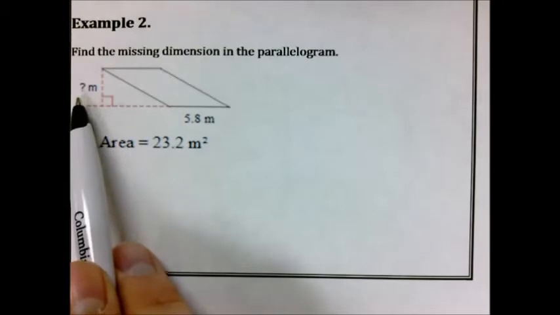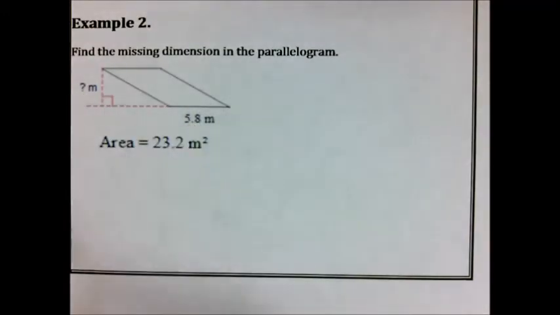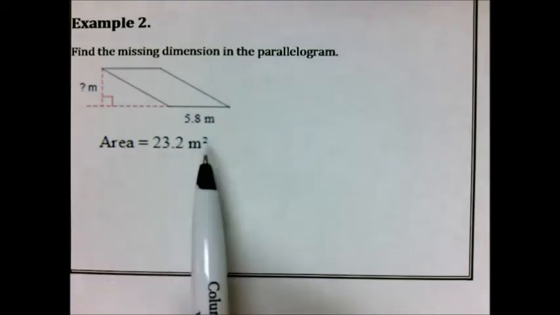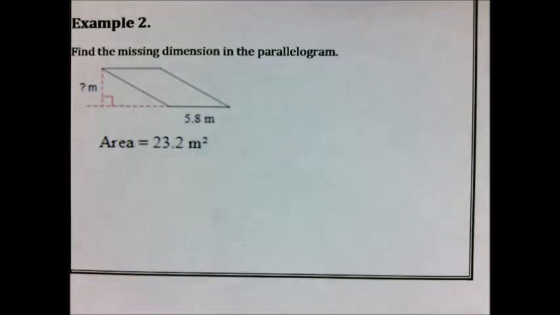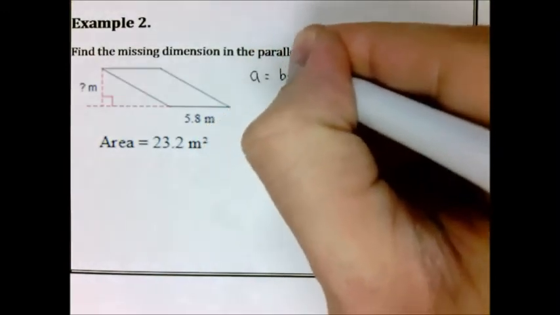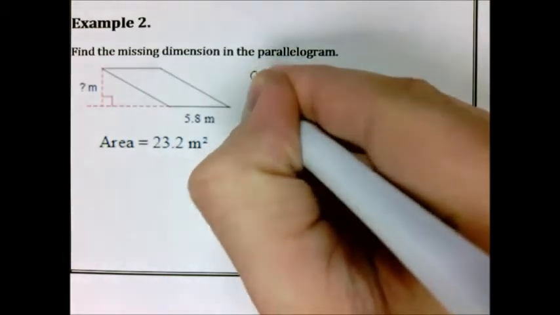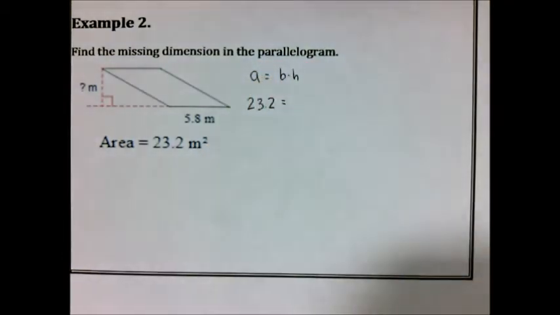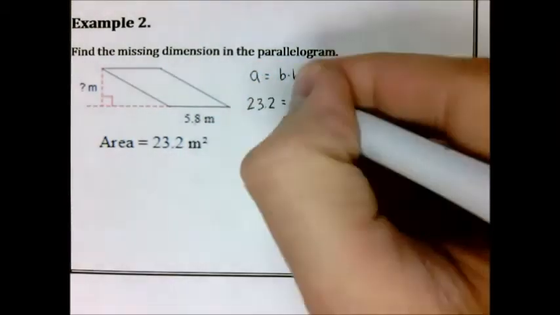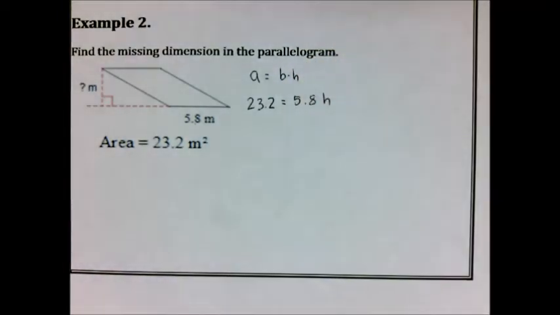Alright, example 2 uses that formula here, except this time in this shape we don't know the height. We know the length right here, the base is 5.8, but we don't know the height. However, we do know that the area is 23.2. So again, we're going to use that formula, area equals base times height. But this time, instead of solving for A, we know that A is already 23.2. Now we just set it equal to our 5.8 times our H, which is what we're trying to figure out.